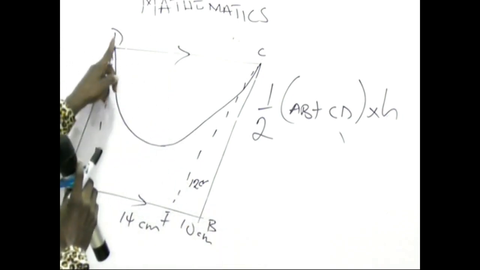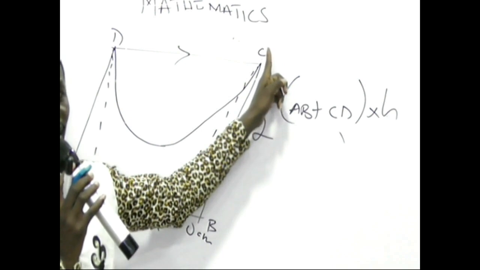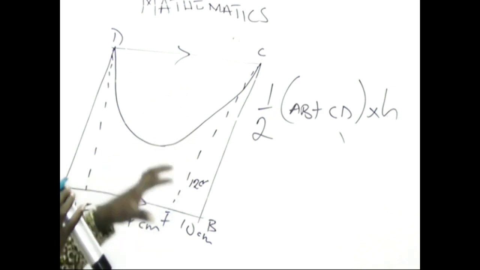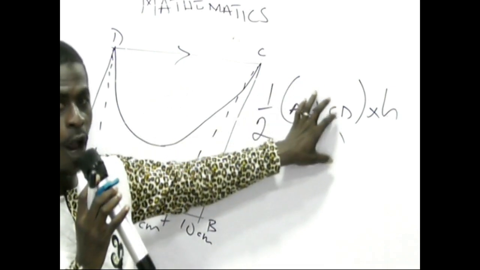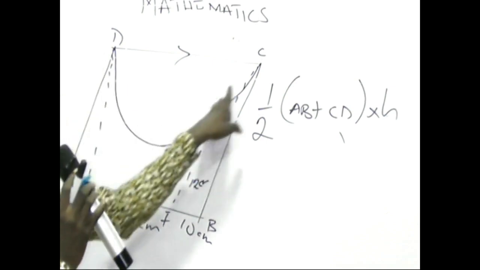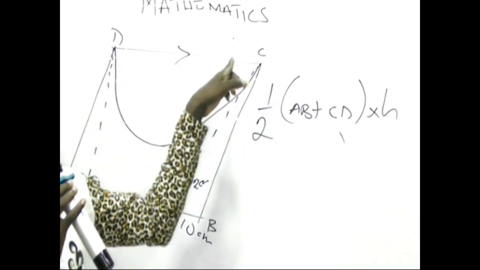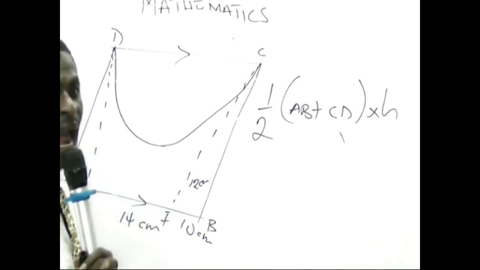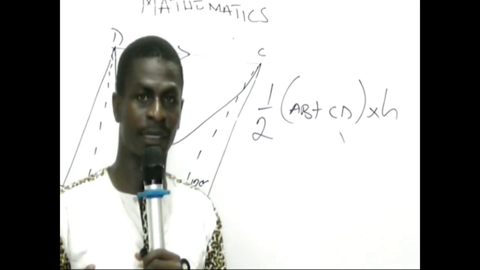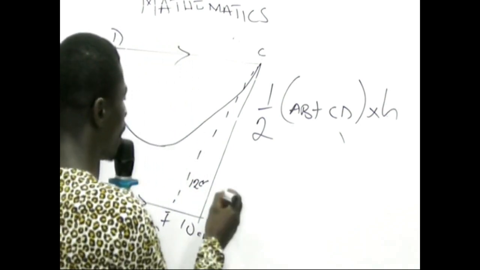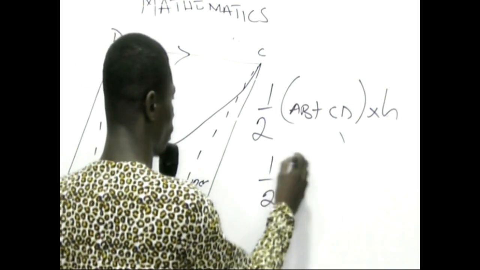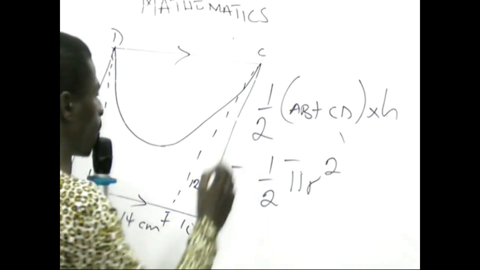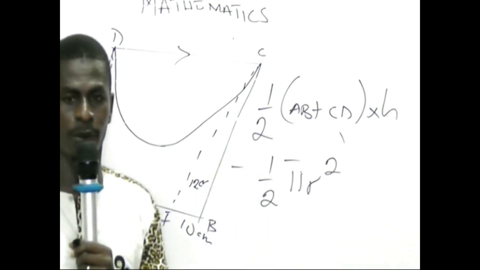But as you can see, they have cut out a semicircle. And so this part is no longer part of the trapezium. So if you calculate the entire area of the trapezium, you must subtract the cutout from it. And the cutout is a semicircle. You know that the area of a circle is pi r squared. And so half of a circle will be half pi r squared. And we are going to subtract that from the area of the trapezium.